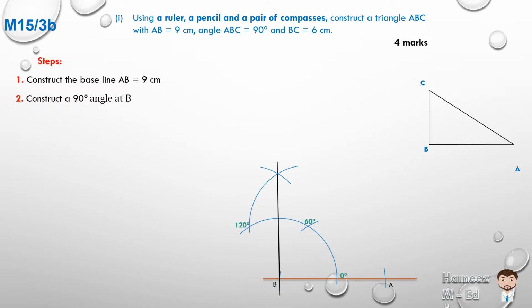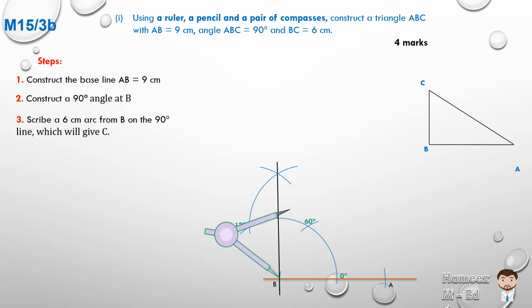Now, what's our next step? We know BC is 6 centimeters. So let's look at step 3. We'll scribe an arc. So we open our compass to 6 centimeters because that's the length we know. We rest our metal point on B. And if we look at our sketch, BC is vertically upwards. So we scribe an arc of 6 centimeters on it. And that point of intersection will give us C.